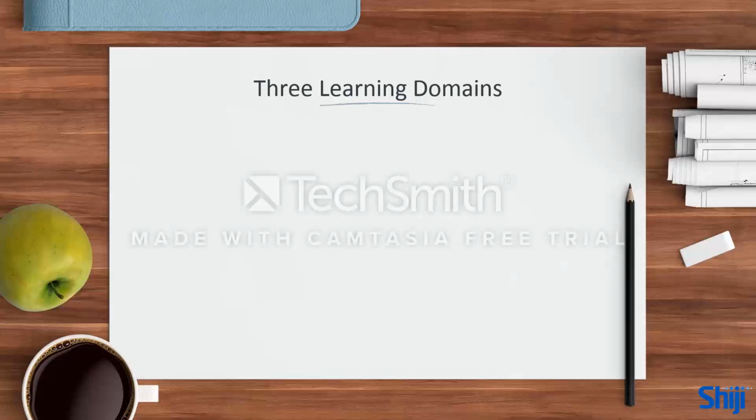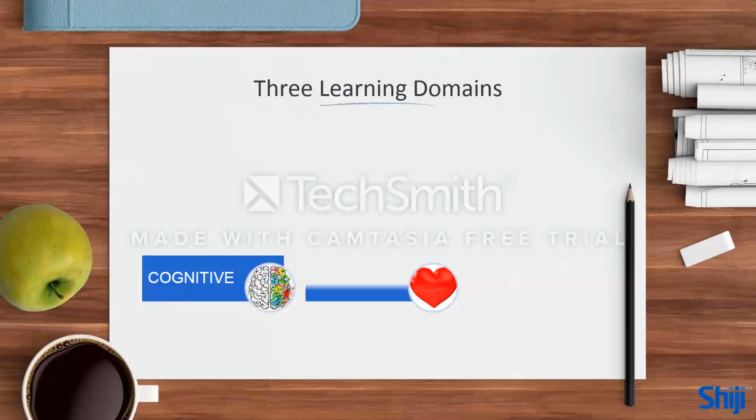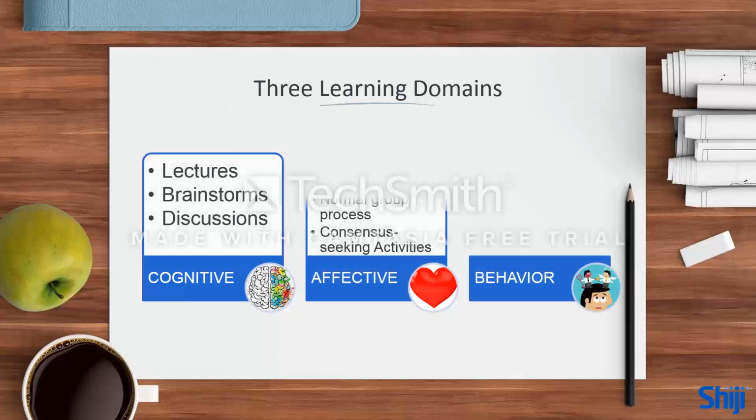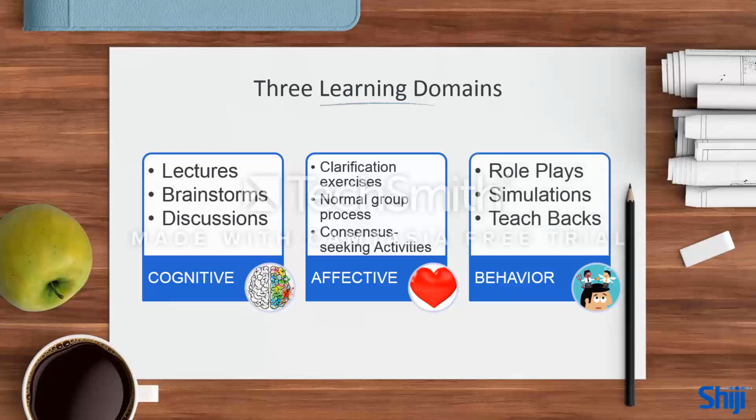Educators have determined that most adults learn best by experiencing a blend of activities that promote the 3 learning domains: cognitive, affective, and behavioral. Cognitive refers to knowledge. Affective refers to attitudes and beliefs. And behavioral refers to practical application. Here's a few examples of activities in each of the 3 domains.